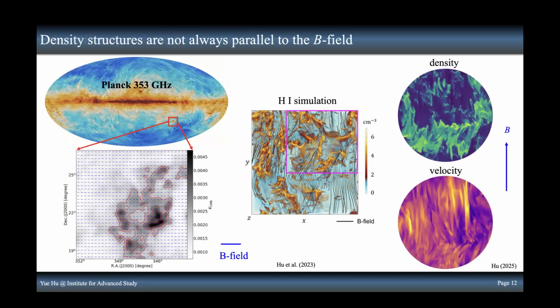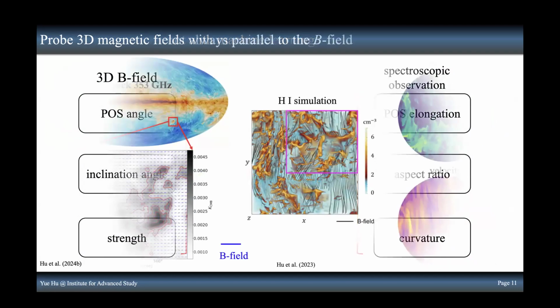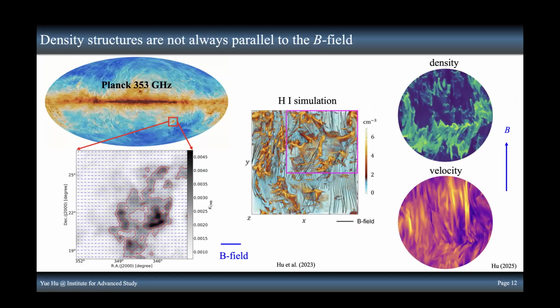Here we are thinking about spectroscopic observation, where we need three features of the observables: the plane-of-sky elongation, aspect ratio, and curvature. But what kind of information do we need? Whether we need information from the density field or the velocity field. Because, as Manoj mentioned, density filaments are not always parallel or perpendicular to the magnetic field. That makes the prediction of the plane-of-sky magnetic field orientation difficult.